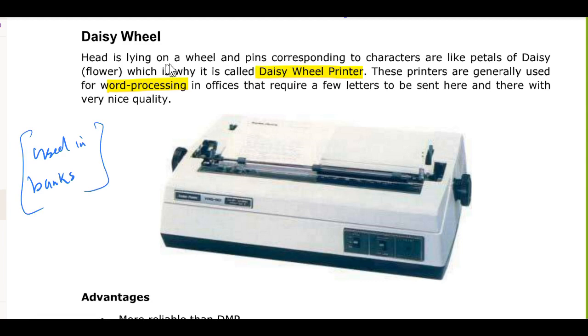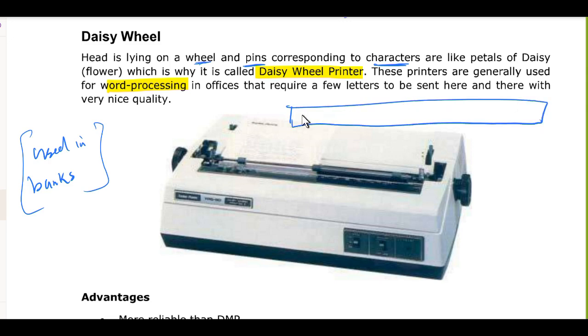It is different from the dot matrix. Pins corresponding to characters are put on a wheel. When you want to print, say, a letter A, you might have a whole wheel here that has A, probably B, C, D, E, F. They are printed as a flower on a wheel, such that when you want to print A, this wheel will rotate, stop where there is A, and then place it on your paper. When you want to print B, it will run again to where there is B, stop and press on paper. That is the idea.